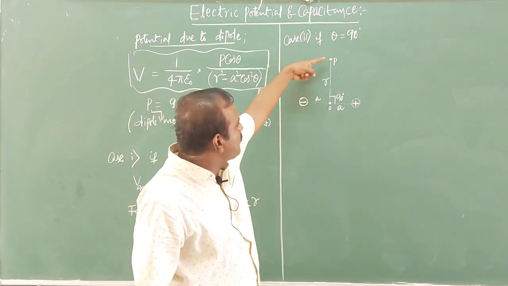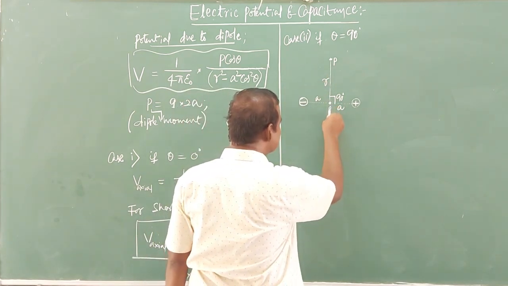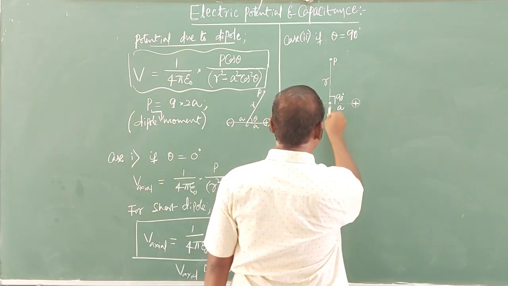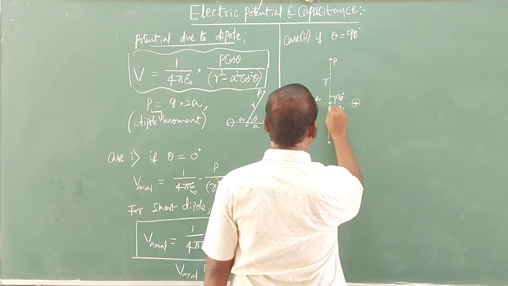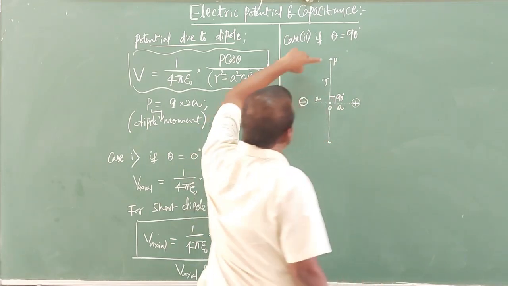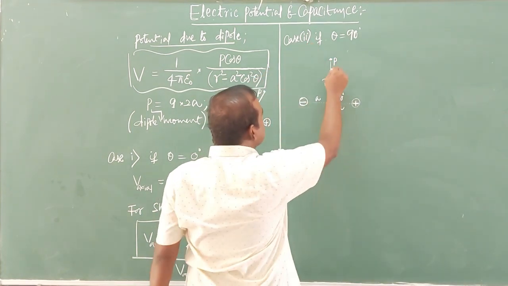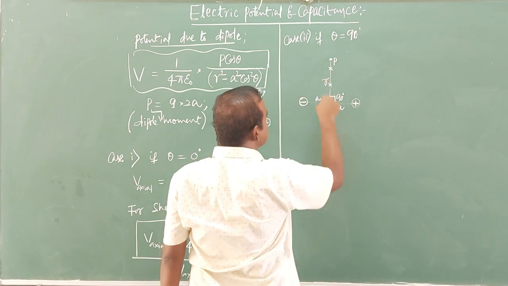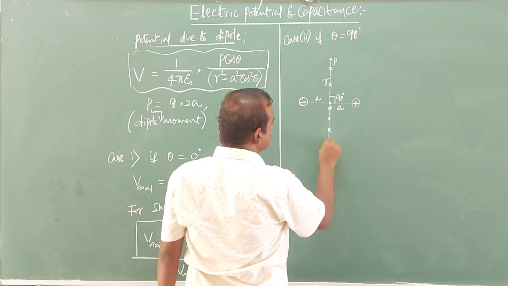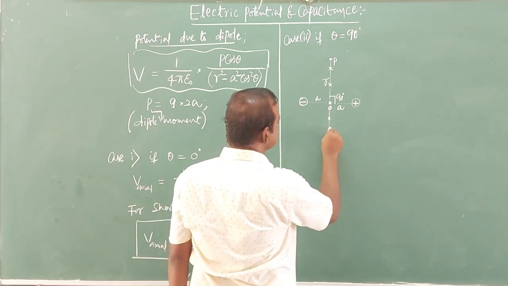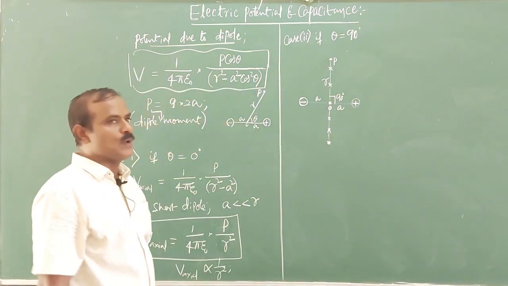This would be the line, any point on this line. And remember, this line can extend on the other side also. So the potential at P due to the negative charge and the potential at P due to the positive charge cancel; at any point on this line, the potential will be zero. Remember, potential would be zero.